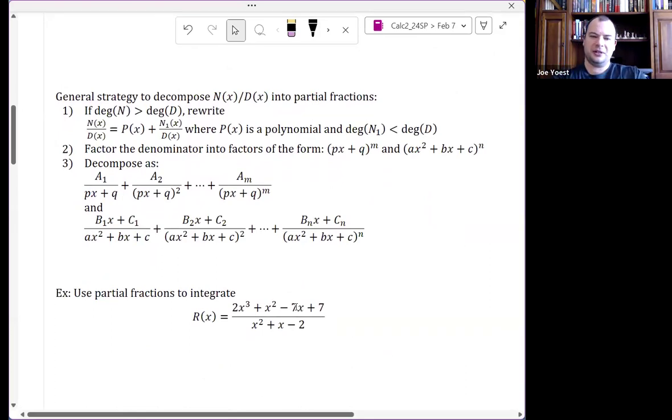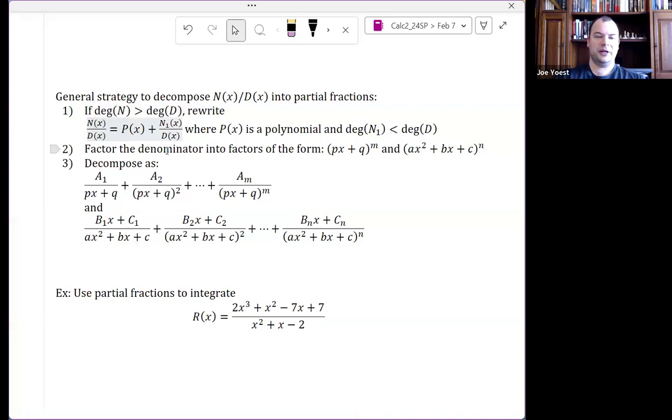Okay, so what is the general strategy? First off, if the degree of the numerator in a rational expression is bigger than the degree of the denominator, then we want to do polynomial division until we get a new numerator where the degree of the new numerator is less than the degree of the denominator.